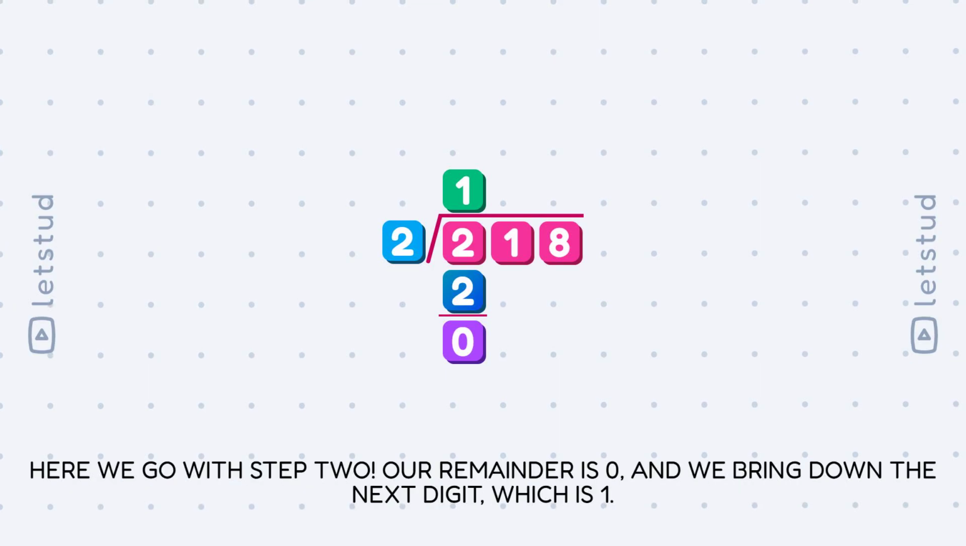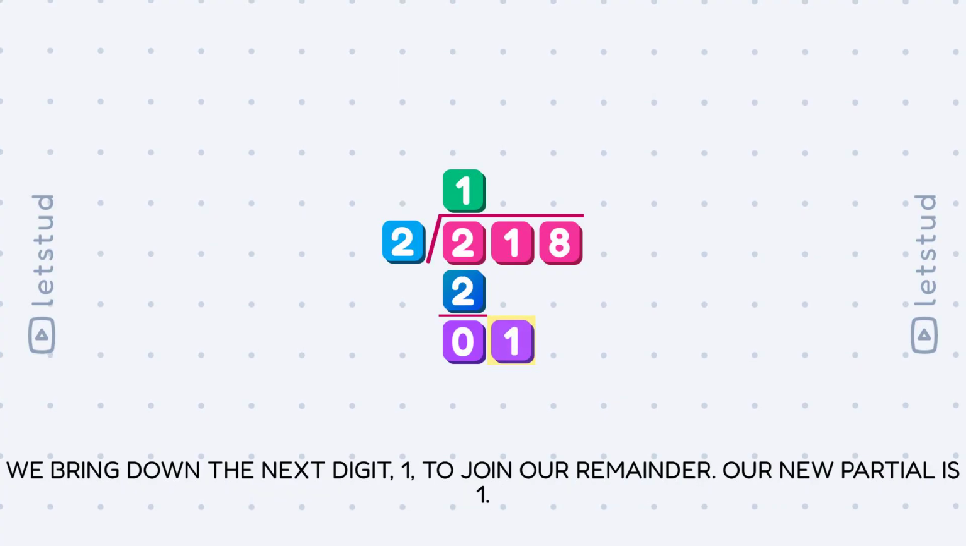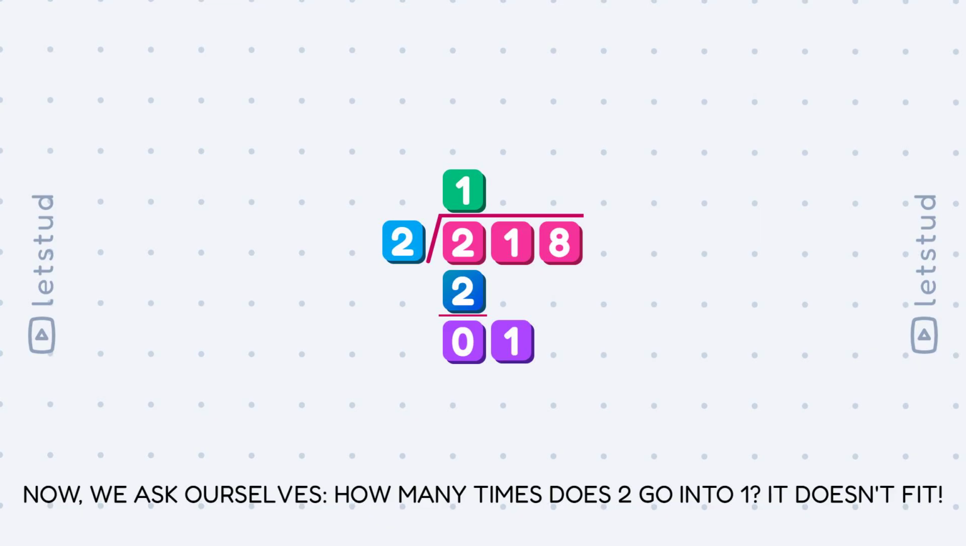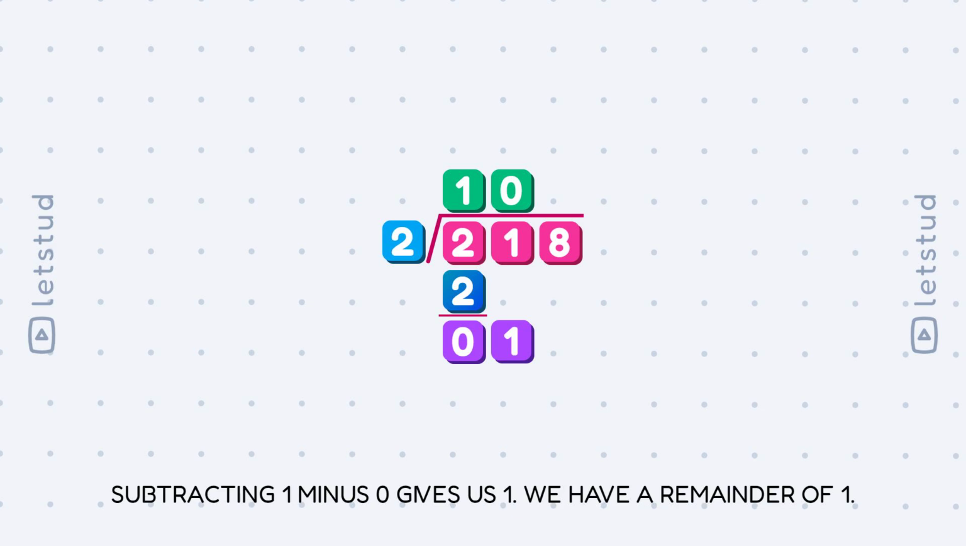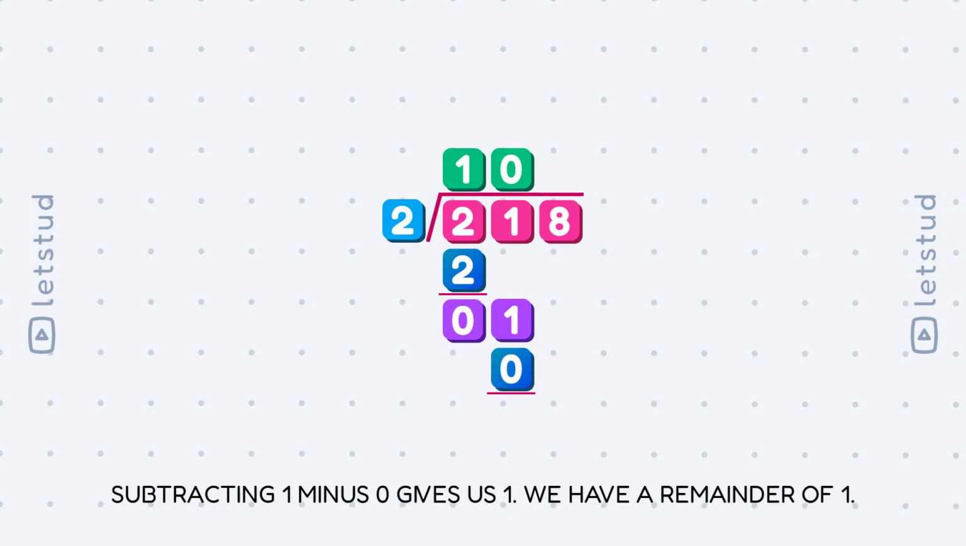Here we go with step 2. Our remainder is 0, and we bring down the next digit, which is 1. We bring down the next digit 1 to join our remainder. Our new partial is 1. Now we ask ourselves, how many times does 2 go into 1? It doesn't fit. So we write a 0 in our quotient. 0 times 2 is 0. Subtracting 1 minus 0 gives us 1. We have a remainder of 1.